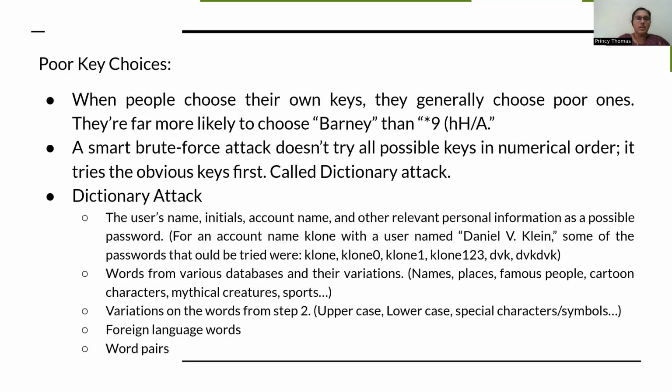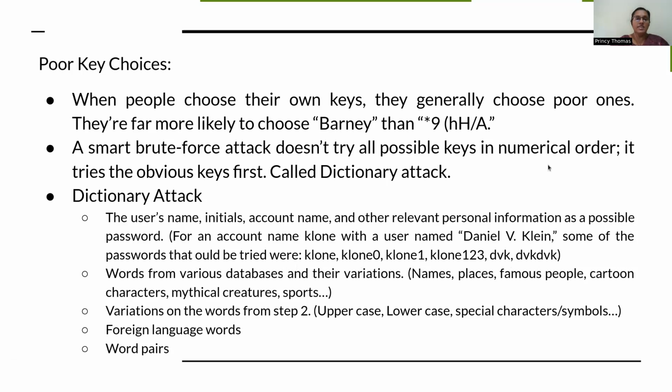Okay, so some of the possibilities are publicly known information: the user's name, initials, account name, some personal information, things like that. So for example, if the account name is K Loan, and the user's name is Daniel V. Clean, some of the passwords that would be tried are KLoan, KLoan0, KLoan1, KLoan123, DVK, etc. Many combinations can be used. Now, if they know our mother's maiden name, school name, best friend's name, things like that, all those combinations can be tried.